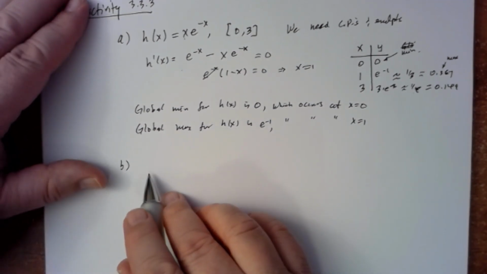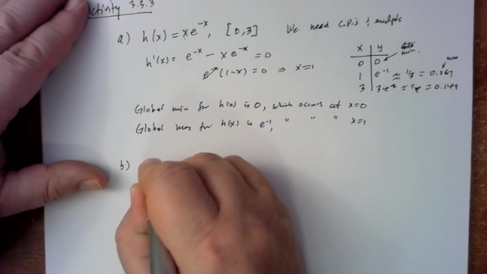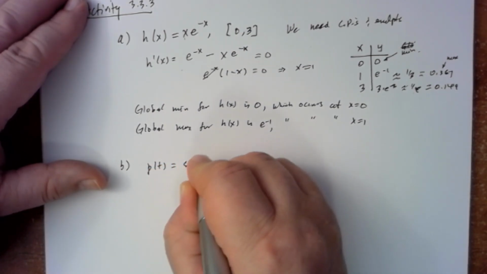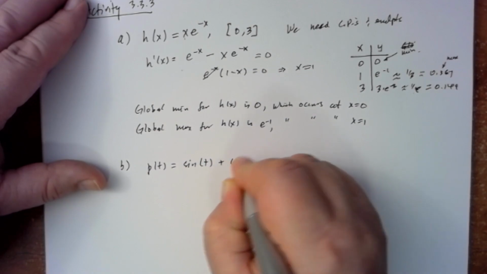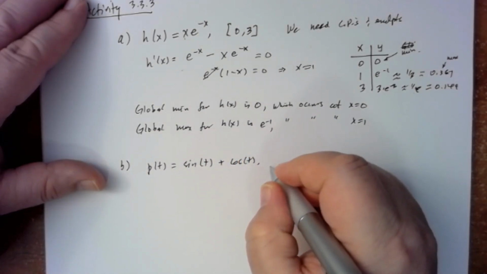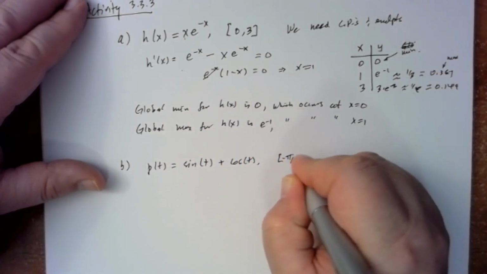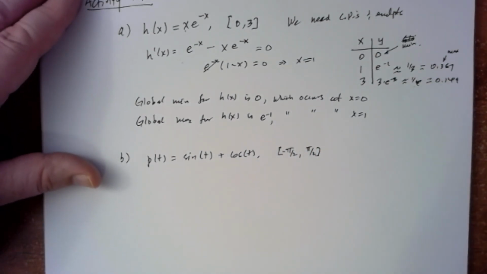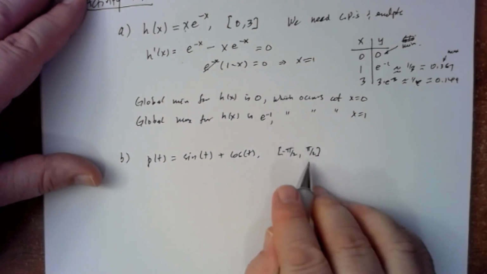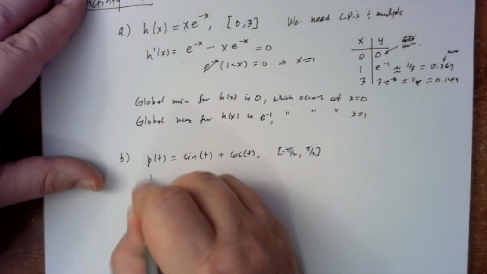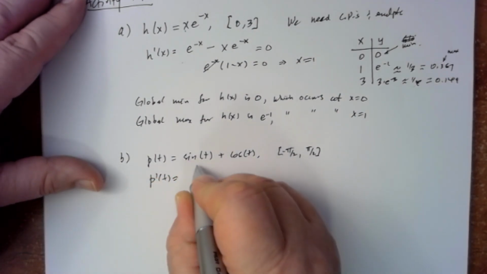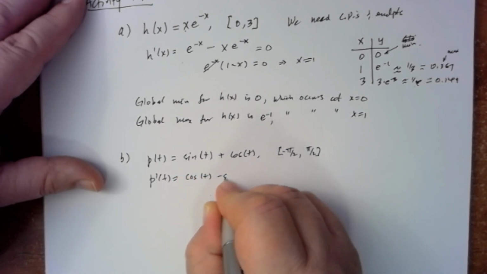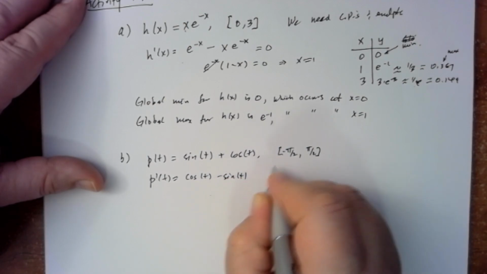Okay, section B. P of t equals sine of t plus cosine of t, and our interval is between minus pi over 2 and pi over 2. Good. So we need critical points and endpoints again. We have our endpoints. Critical points are where the derivative is equal to 0. So derivative of sine is cosine. Derivative of cosine is minus the sine. Set that equal to 0.